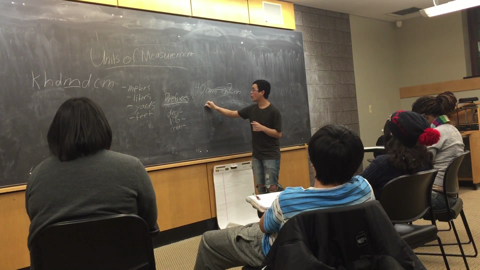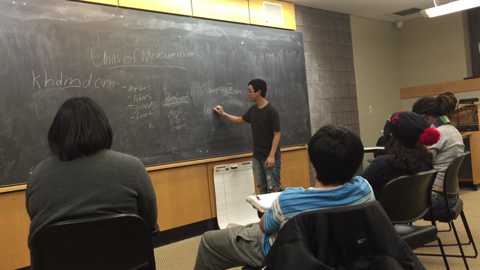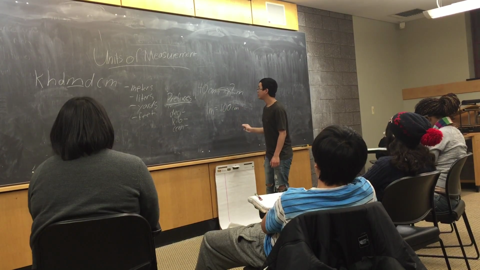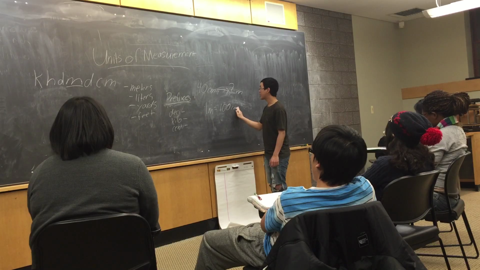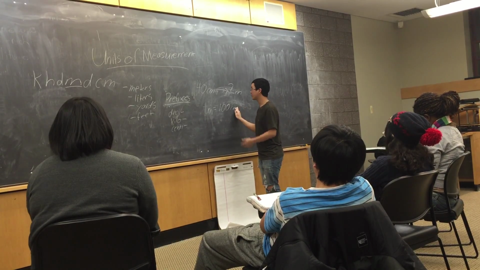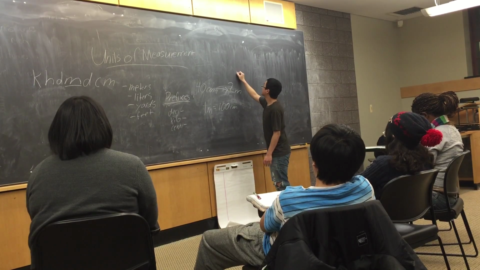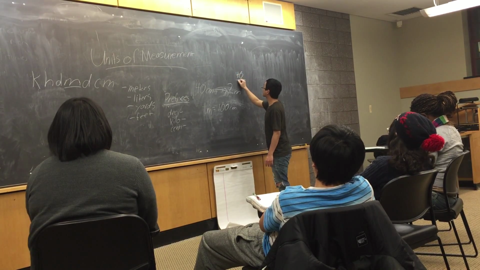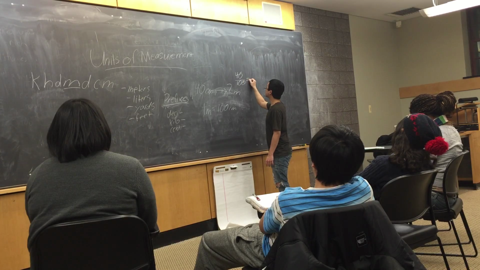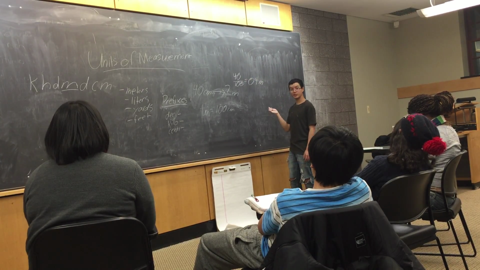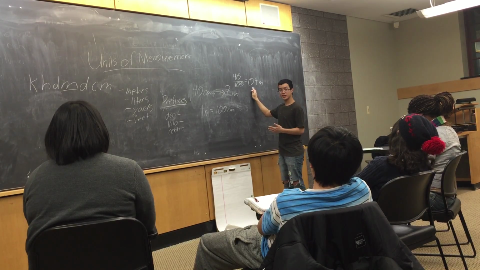So we know that 1 meter is equal to 100 centimeters, right? Because we know this, and we wanted to change it into meters, we would divide 40 by 100. Now if we do that, this gives us 0.4 meters, right? This is the correct answer.